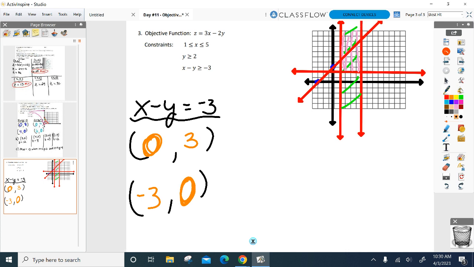All right, let's figure out. Plug in 0, 0. You end up with 0 greater than or equal to -3. True. So shade above or below. Here's 0, 0. Shade above or below. It worked. Below. Below, correct.